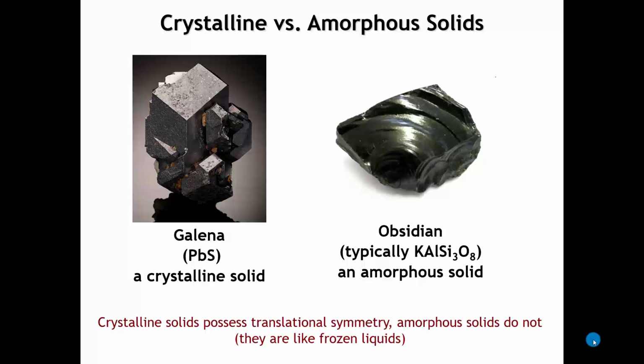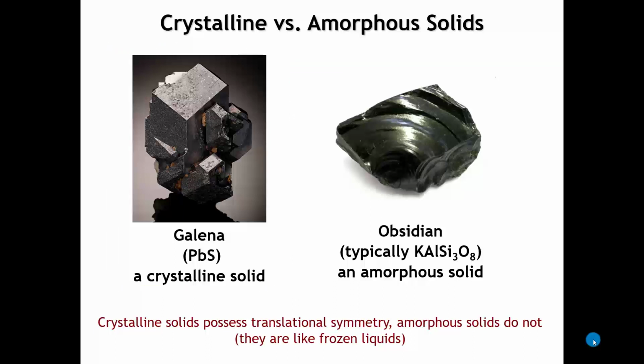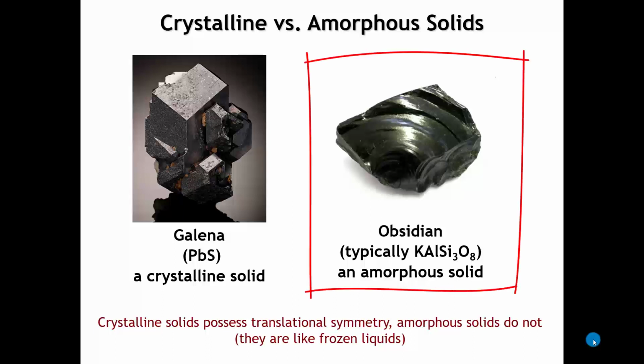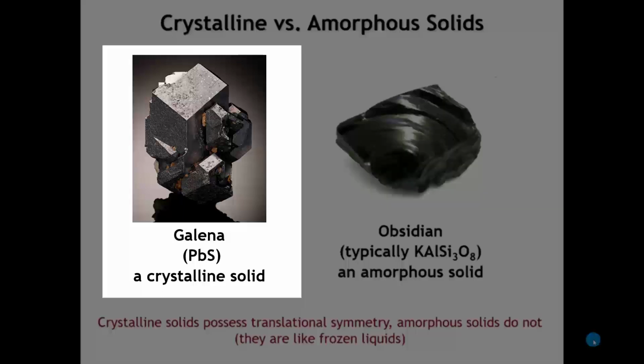So if we were to look at two different materials, both of these are solids. Here I'm showing on the left the mineral galena, which is lead sulfide, and on the right, we have obsidian, which is an aluminosilicate with potassium. The galena is a crystalline solid. And we can see just from a visual inspection that crystals have facets. The crystals have specific shapes. Now, in this particular sample of galena, there are many crystals growing into one another. So it's not a single crystal, but multiple crystals.